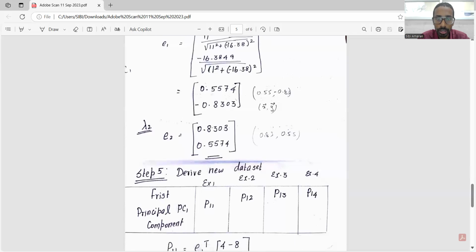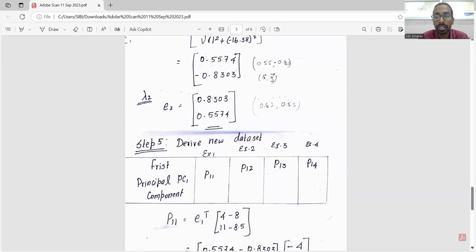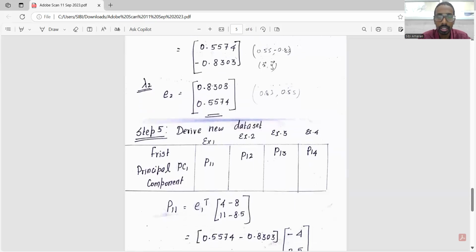Now I have to convert that data set into the single data set. The formula will be E1 transpose. What value did I get already for E1? E1 I got 0.55 and minus 0.83. So I have to find the transpose of it, and I have to take out each example and subtract the mean. First, the first value for x is 4, so 4 minus 8, and then 11 is for y, so 11 minus 8.5. You have to simplify that.